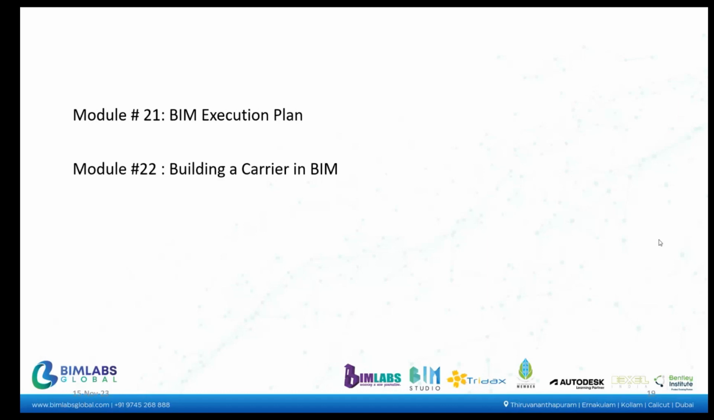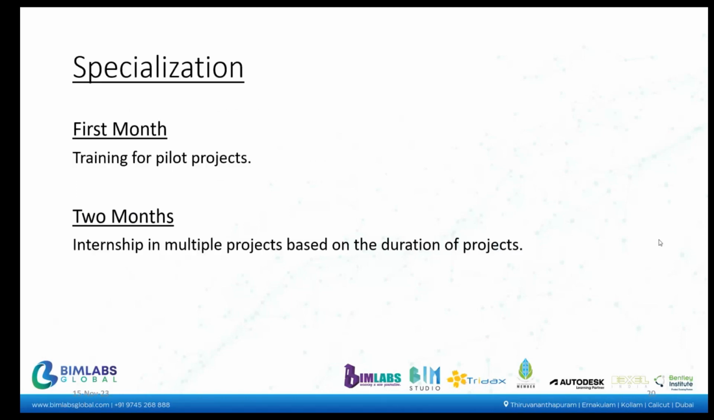In this module, you will get a clear-cut idea on which path you need to follow and what specialization areas you need to choose. At the end of module 22, the 3 months course structure will be completed. Then we will go for the specialization. You can choose 2 specialization areas.